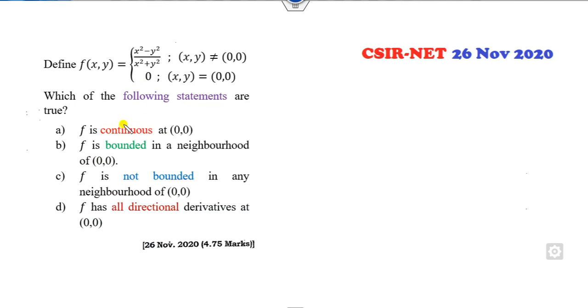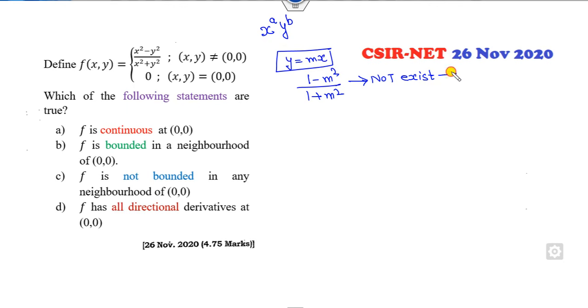Okay, look at this, whether the function is, now you can see it is not in the form of x raised to power a into y raised to power a. It's a plus minus. I can take the path y is equal to mx. So this value will become 1 minus m square over 1 plus m square. What does it mean? The limit does not exist, because for different values it means the function is not continuous. It means the function is not differentiable.